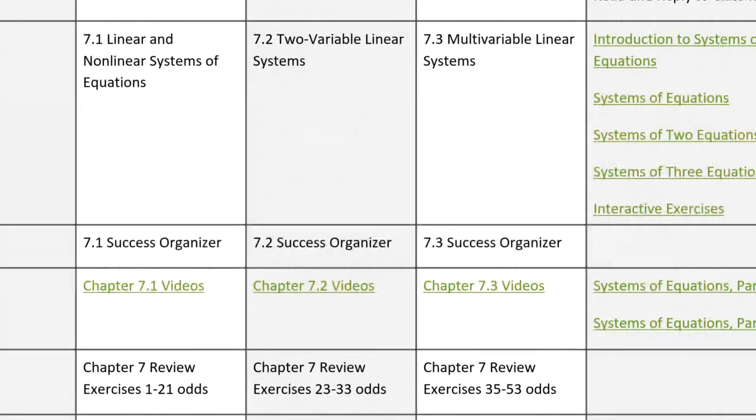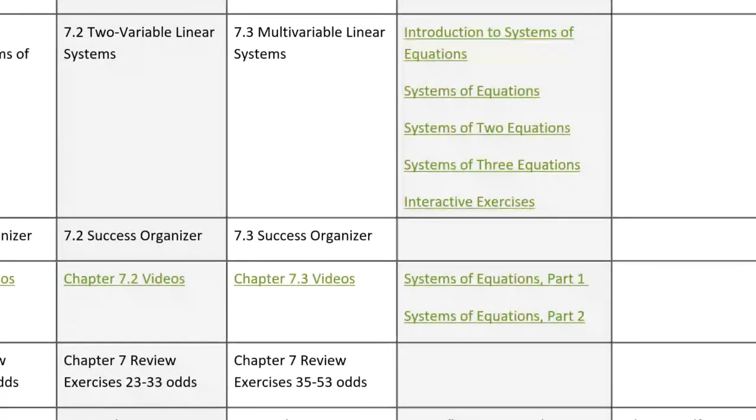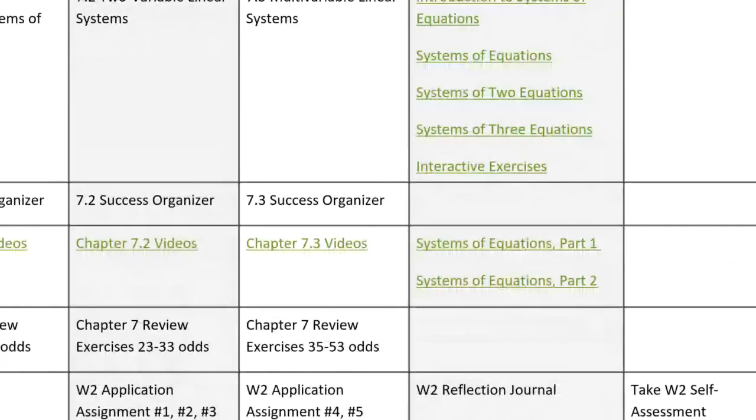The success organizers, those are the guided note-taking that's found on the textbook's website. And then there are videos. Those videos are also on the textbook's website. So if you click on the video, then you can find your way to the success organizer. There are some practice interactive exercises, some more videos.